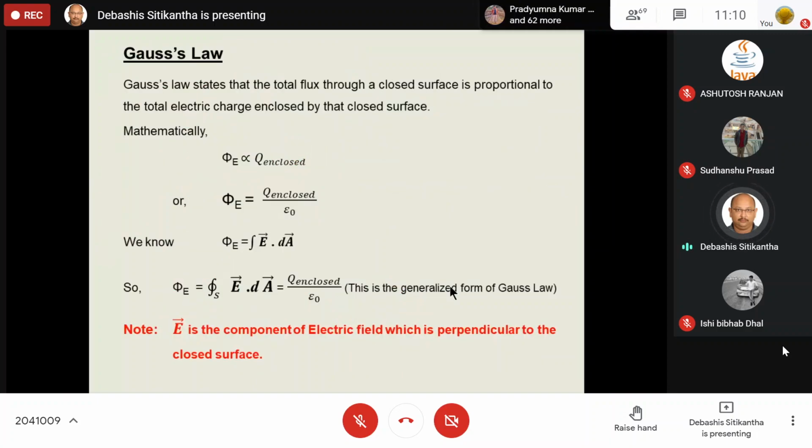Next, we discussed Gauss law. So what does Gauss law state? The Gauss law states that the total flux through a closed surface. Please take into account the importance of this particular word, closed surface. We will discuss this closed surface after this slide. Gauss law states that the total flux through a closed surface is proportional to the total electric charge enclosed by that closed surface. So mathematically, phi is directly proportional to Q enclosed.